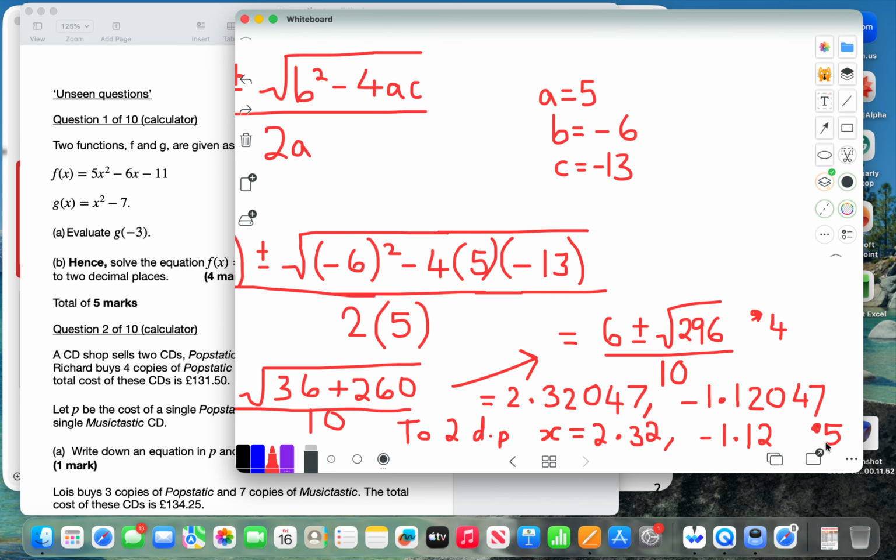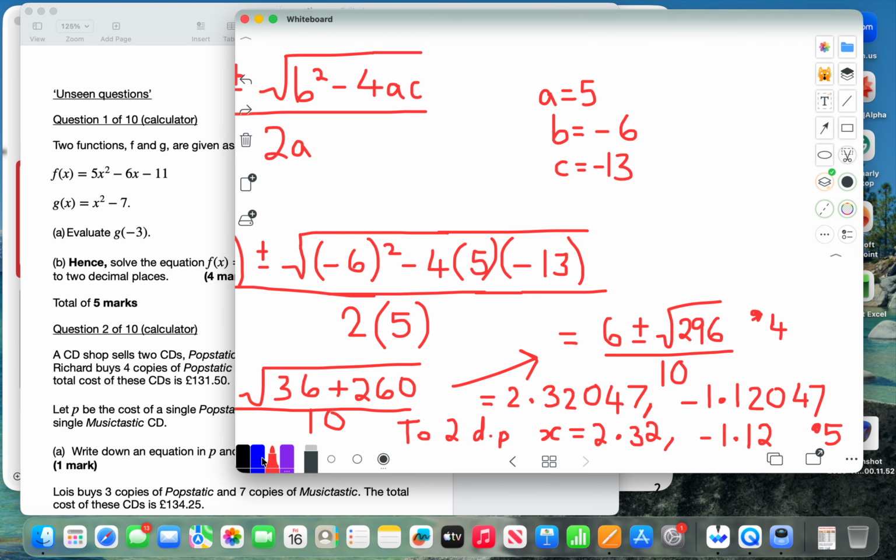And that is the final solution to the question. So the solution is 2.32 and minus 1.12.